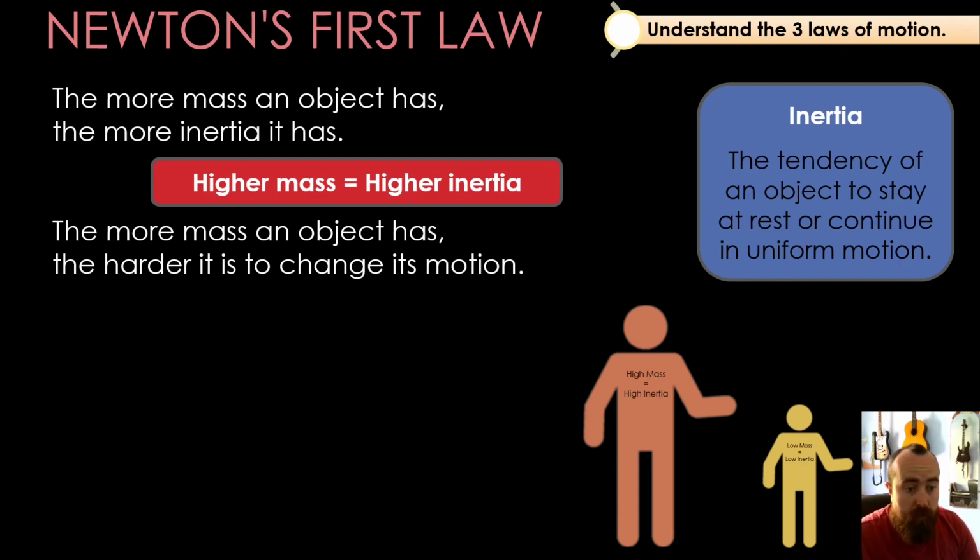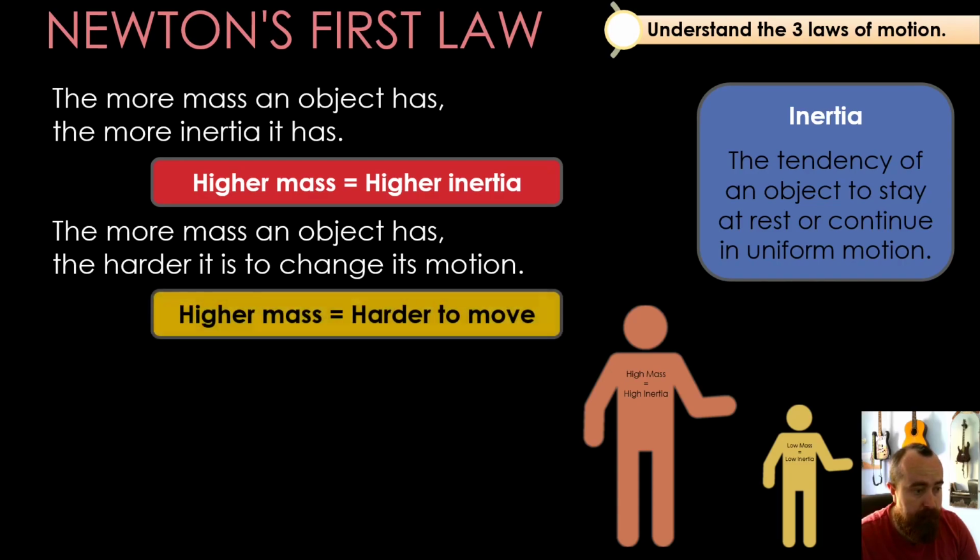But the bowling ball certainly wouldn't move away from your foot nearly as fast as the balloon did. And that's because the bowling ball has a higher mass and so has more inertia. It's harder to move it. It's harder to get it to change its motion than it is something that has less mass, because the bowling ball has more inertia. So higher mass means harder to move.